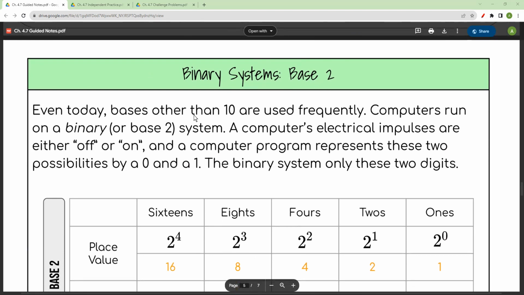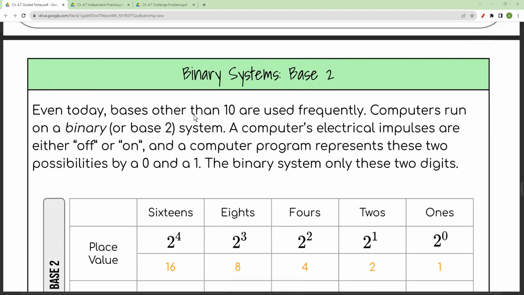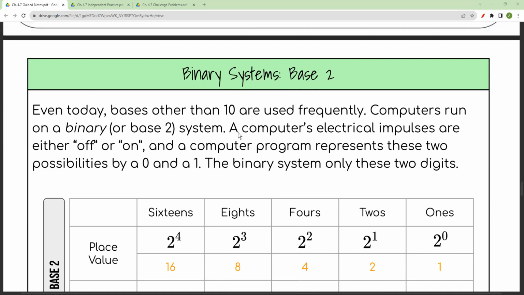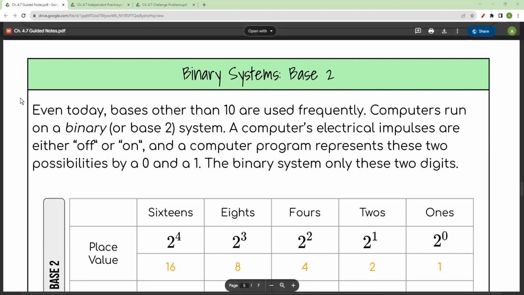Even today, bases other than 10 are used frequently. Computers run on a binary or base 2 system. A computer's electrical impulses are either off or on. And a computer program represents these two possibilities by a 0 and a 1.